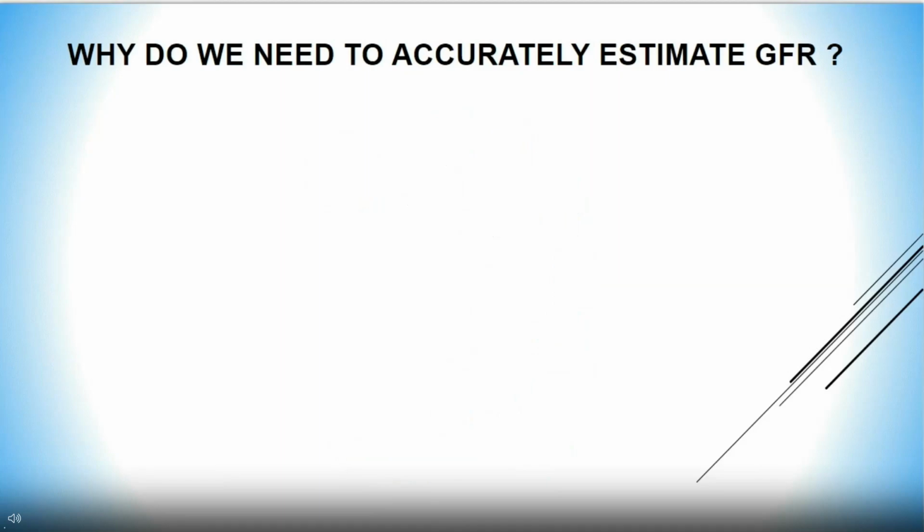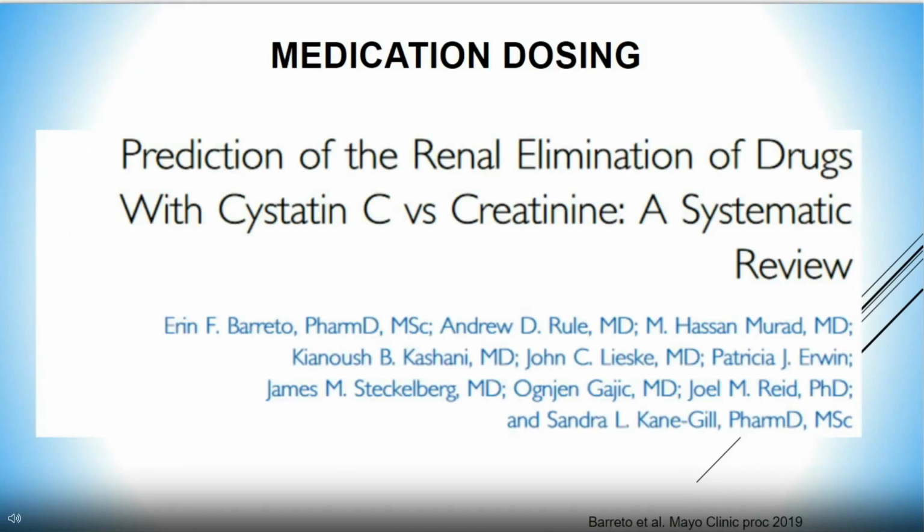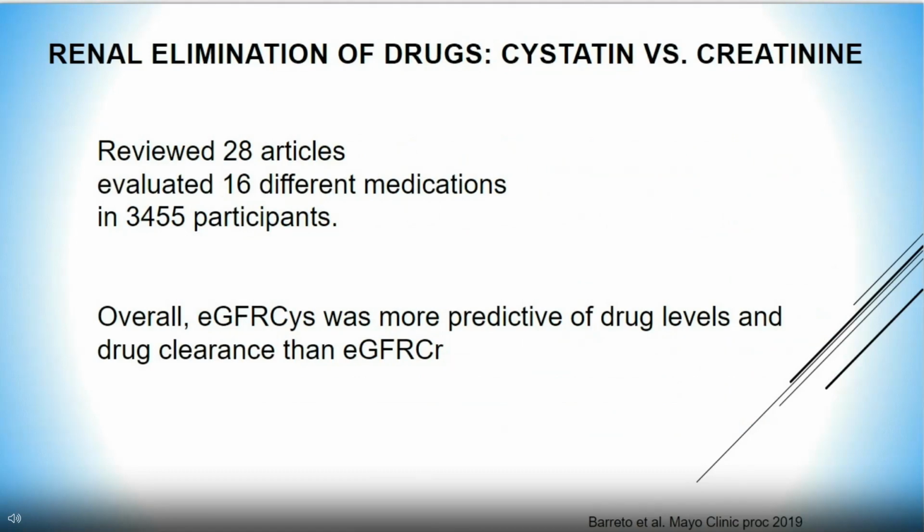So why do we need to accurately estimate GFR? One reason is medication dosing, because a lot of medications are eliminated by the kidneys. This is a review that was done at the Mayo Clinic on the prediction of renal elimination of drugs with Cystatin C versus creatinine. So this review looked at 28 articles evaluating 16 different medications in 3,455 participants. Some medications came back multiple times, such as vancomycin, which is an antibiotic, very often used in hospitalized patients, in which we can measure the level in the serum, giving indication on its clearance.